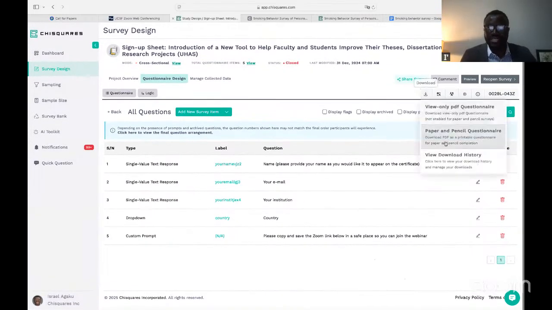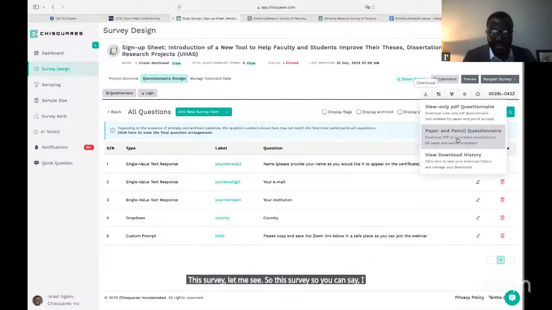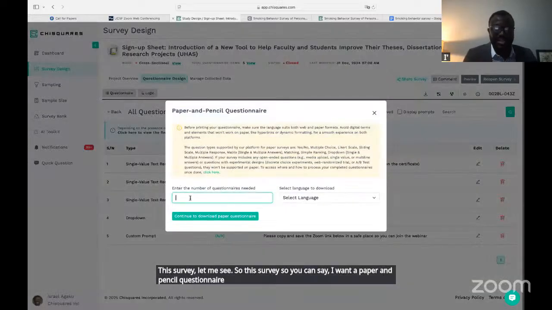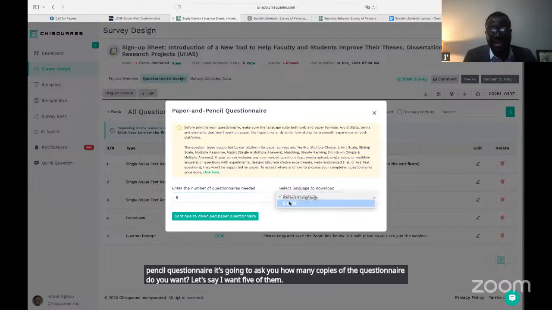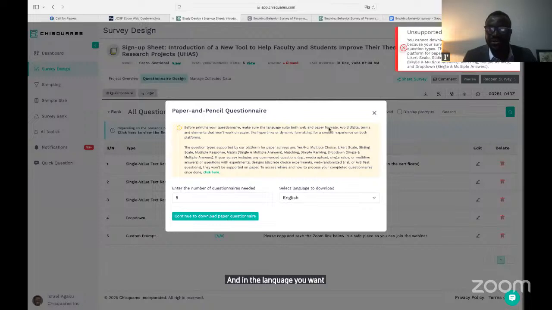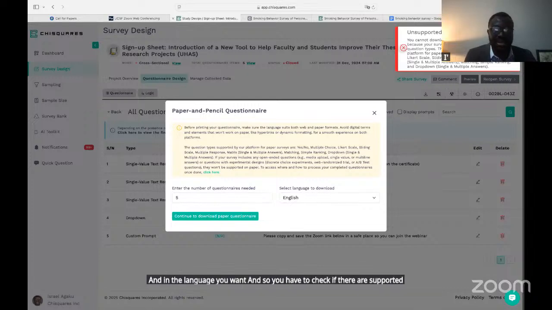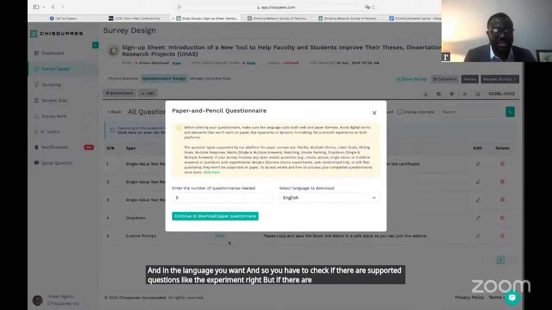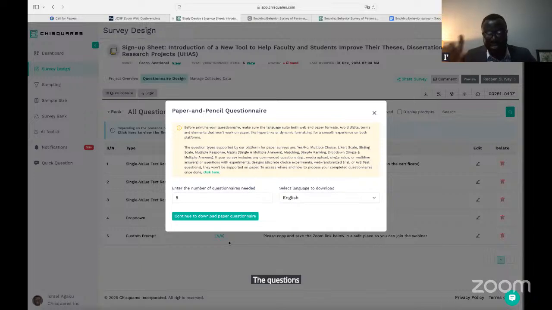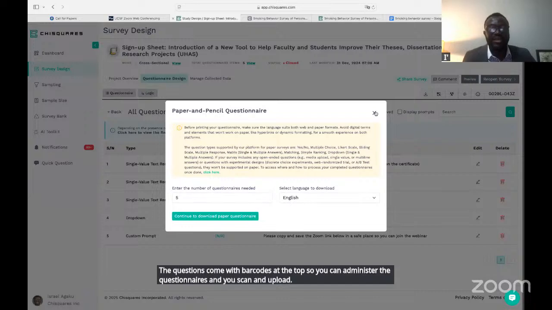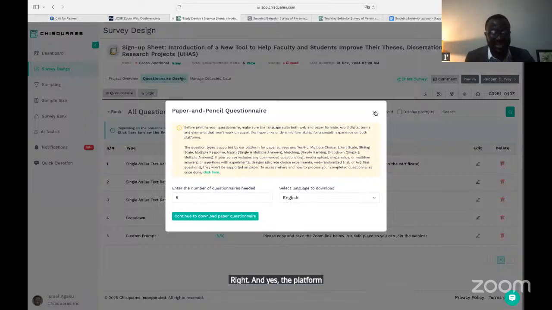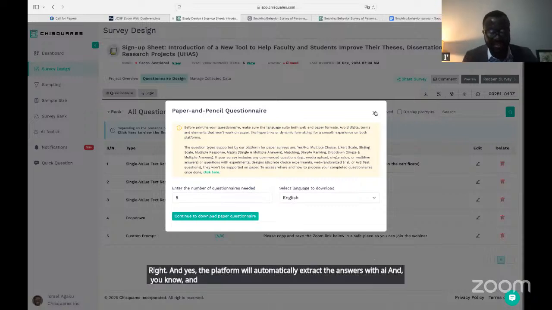So you can say, I want a paper and pencil questionnaire. It's going to ask you how many copies of the questionnaire you want. Let's say I want 5 of them, in the language you want. You have to check whether the questions are supported. If so, you can download. The questions come with barcodes at the top. So you can administer the questionnaires, and then scan and upload, and the platform will automatically extract the answers with AI and reconstruct the database.